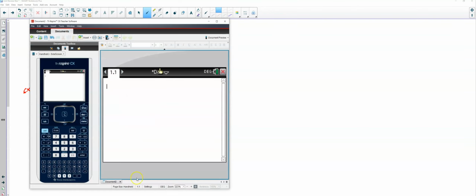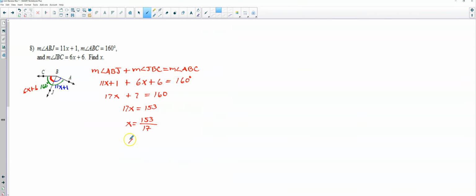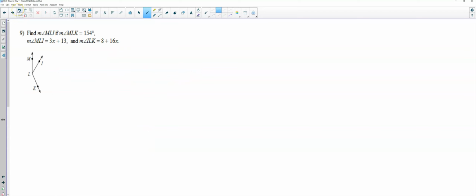Go to the calculator. 153 divided by 17. The answer for x is 9. So x equals 9. What is the question? Find x. So what is my answer? X is 9. See, always go back and see what is the question that they're asking. Don't make that mistake. Students make that mistake often.